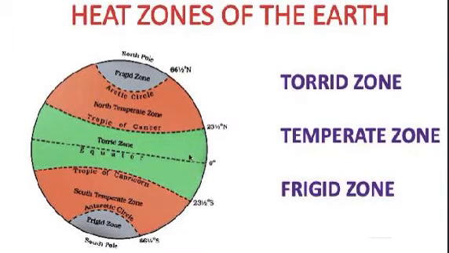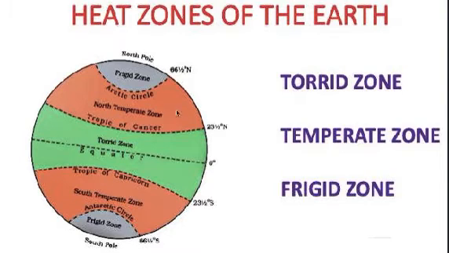Now come to the northern hemisphere: the area between 23 and a half degrees north and 66 and a half degrees north, that is, the area between the Tropic of Cancer and the Arctic Circle. And in the southern hemisphere, the area between the Tropic of Capricorn and the Antarctic Circle. These areas here are colored with orange color. So these areas are known as temperate zones.